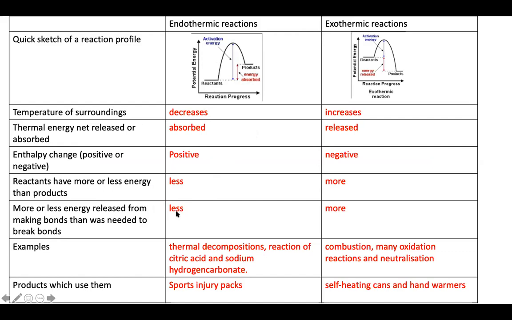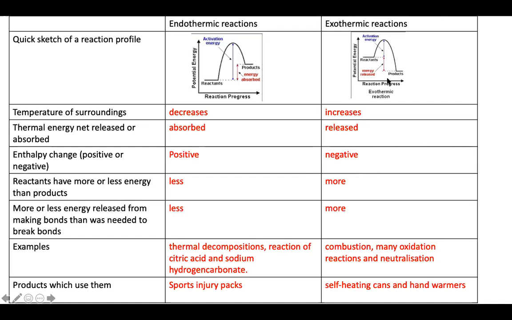You release less energy when you make bonds than what you needed to break the bonds, which is why our activation energy is so high. Examples: thermal decomposition, reaction of citric acid and sodium hydrogen carbonate. Products which use them: sports injury packs.